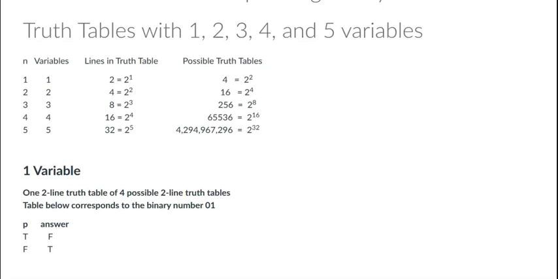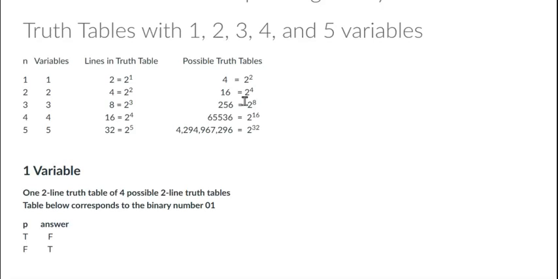In this video, we want to see how we can generate all possible truth tables, starting with 1, then 2, then 3, then 4, and eventually 5 variables. And we see that as the number of variables increases, the number of lines in a truth table also goes up, and the number of possible truth tables goes up also at a much more rapid rate.